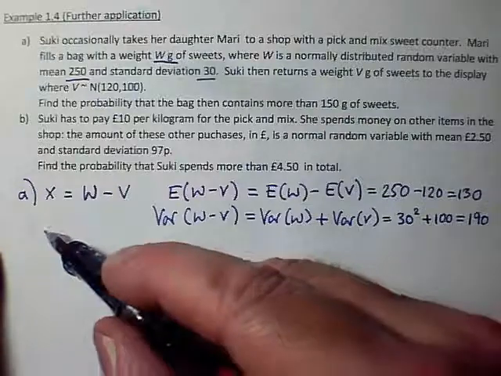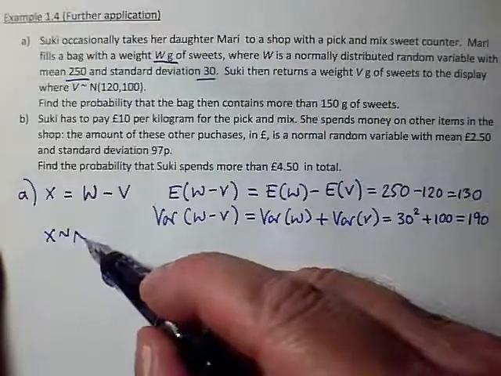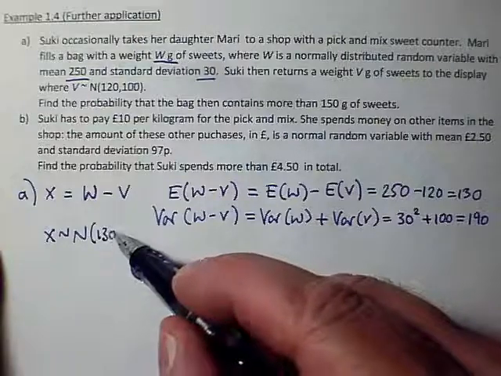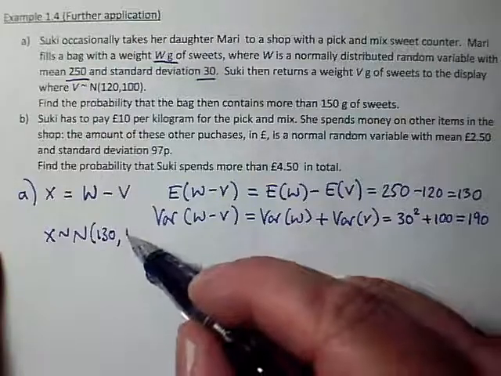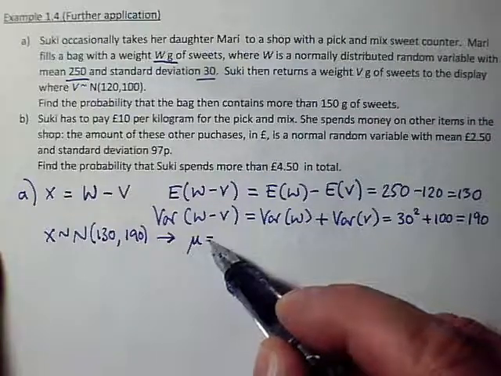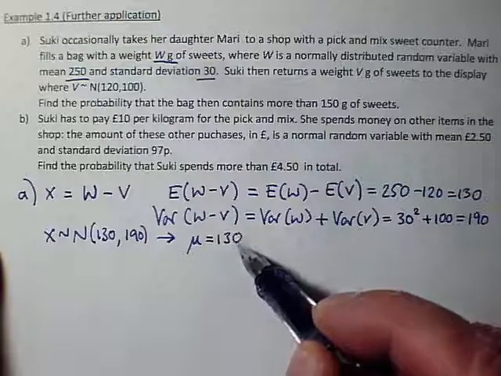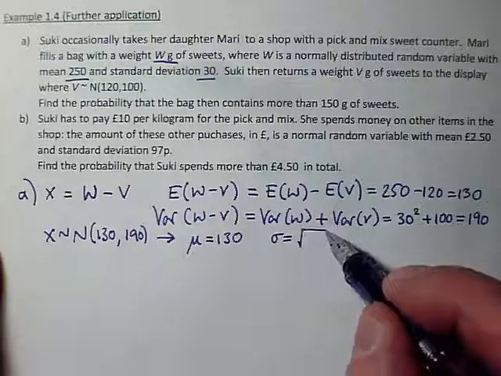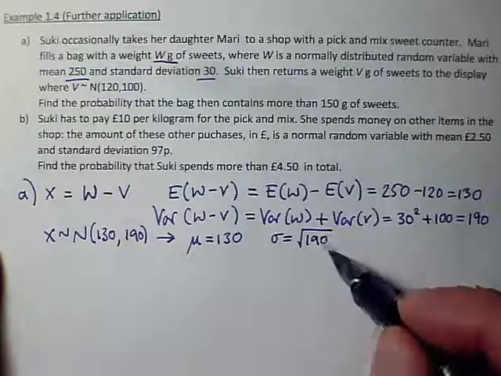So I've got that X is a normal distribution. Okay, and it's got mean 130 and it's got variance 190. Okay, so I'm going to be working with a mu and a sigma value. So my mu is 130 for this distribution, and my variance is 190. So sigma, the standard deviation, is the square root of 190.